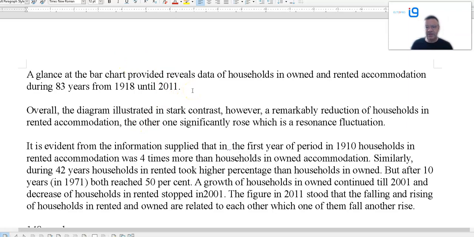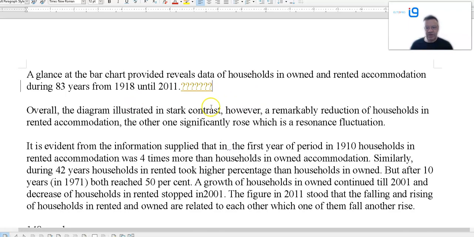It provides data of household accommodation during 83 years. Where is it? It's in England and Wales. Don't forget, put that in. All the information, X-axis, Y-axis. Use the rubric. It's in England and Wales.